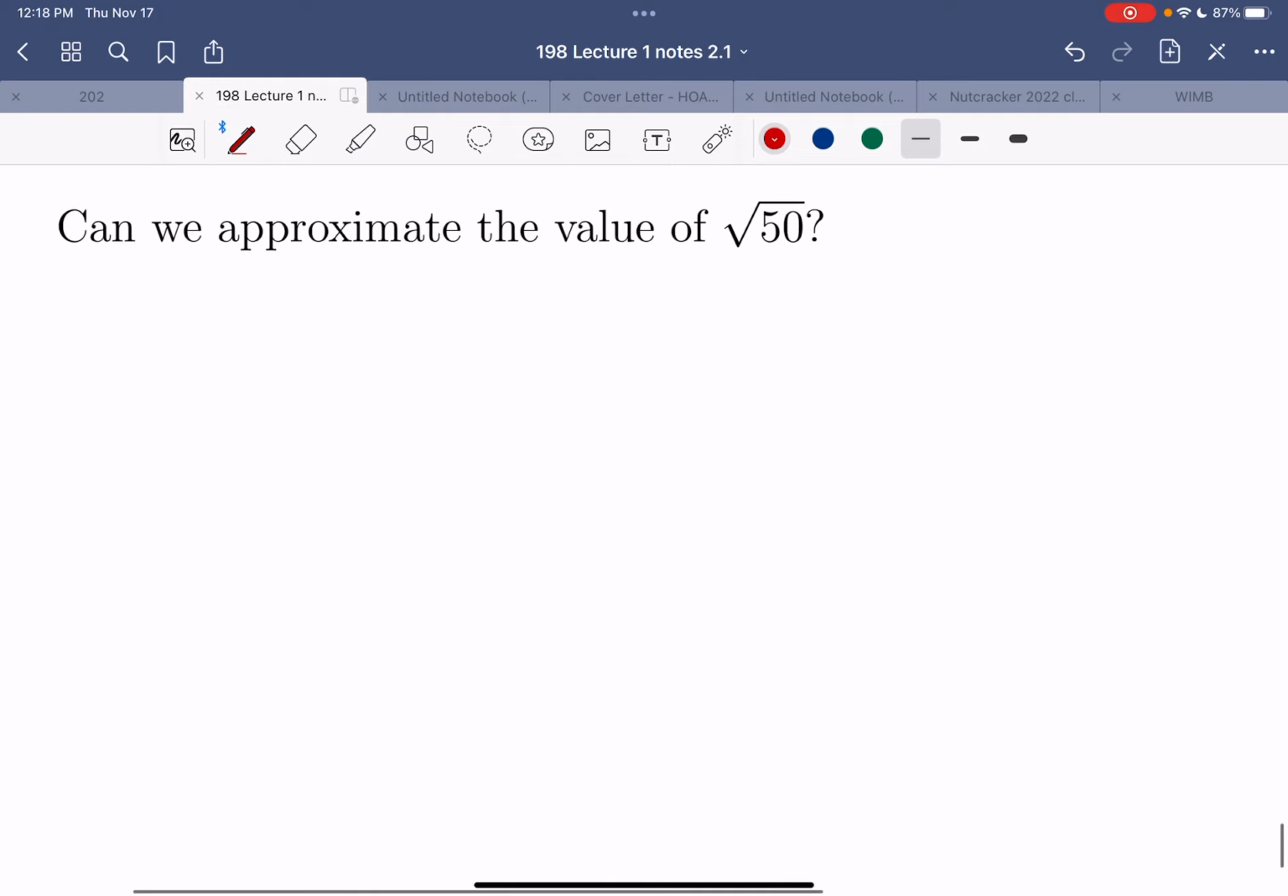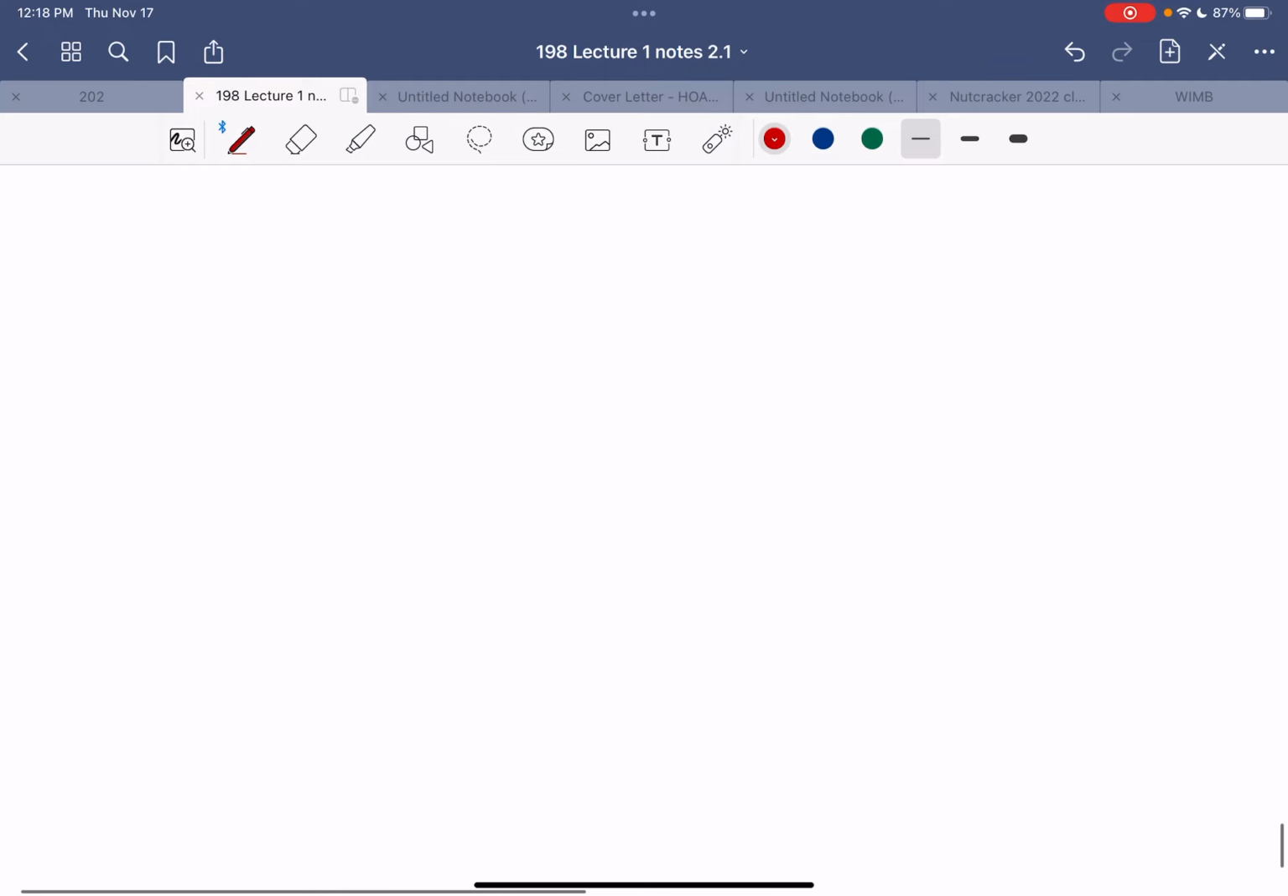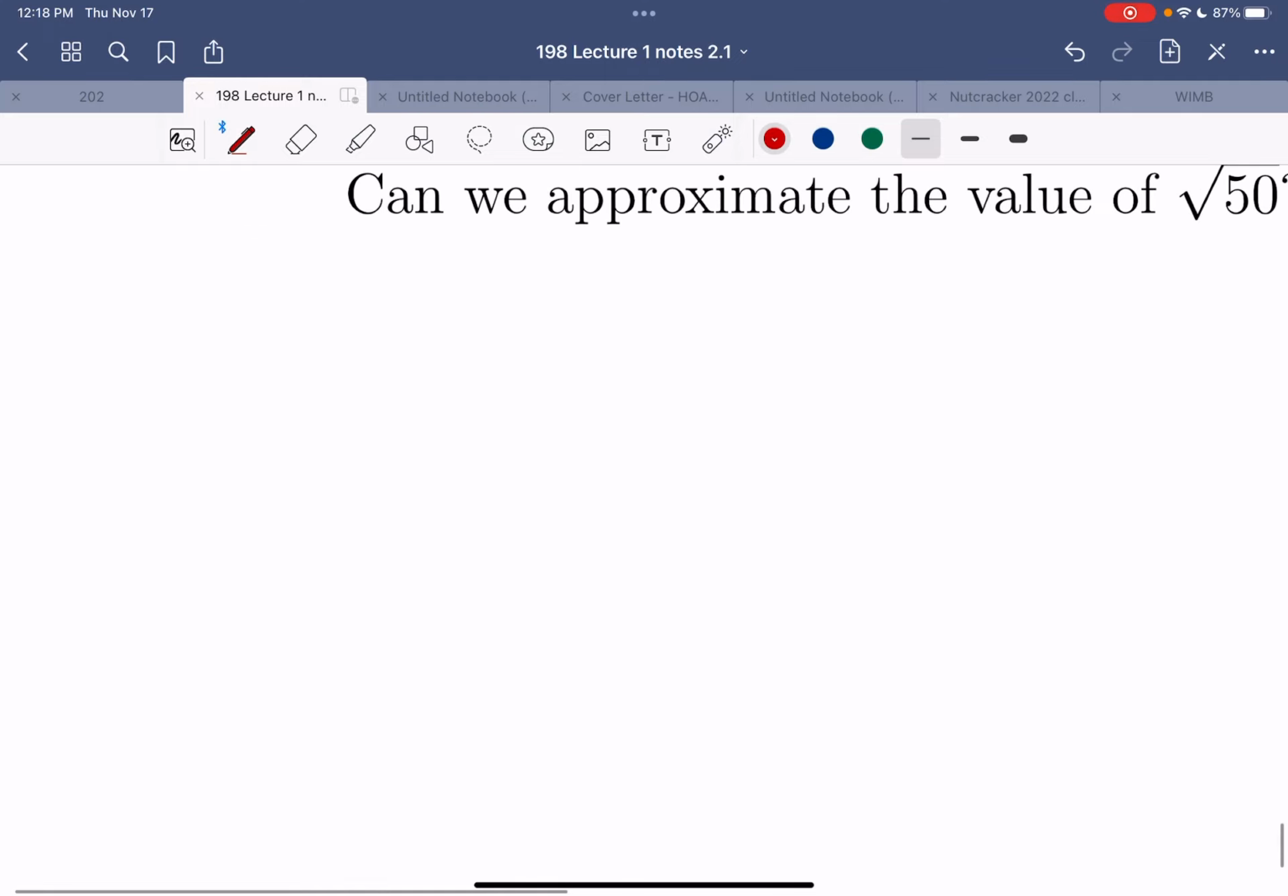So one of the things that we wanted to be able to do, and that our calculus can be powerful at, is approximating values that we can't get without a calculator. So for example, if you're looking at the square root of 50, that's not a perfect square. So the only way you're going to get that value is if you grab a calculator and take the square root of 50 on there. So let's see if we can use our calculus to determine a way that we can do this without a calculator. So first of all, let's take a look at a picture.